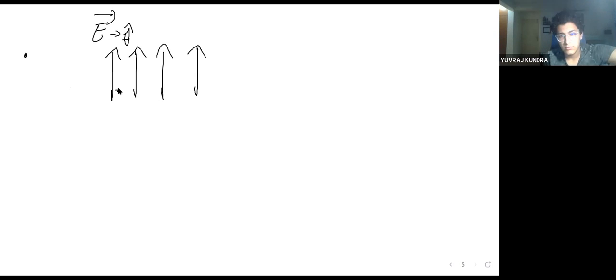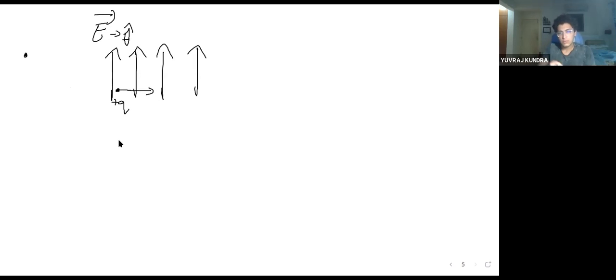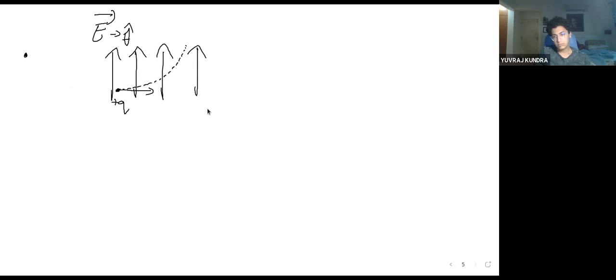But you again have the particle plus q, but this time it's moving in the direction perpendicular to the electric field. Okay, so this is the direction in which the motion is. What will happen? What you would expect is that because the force is acting upwards, it will essentially follow some kind of a path like this.